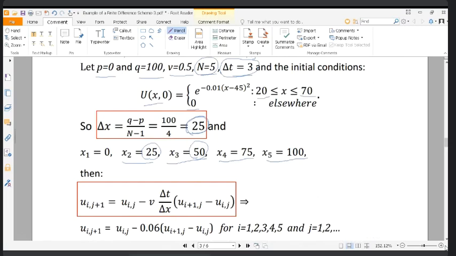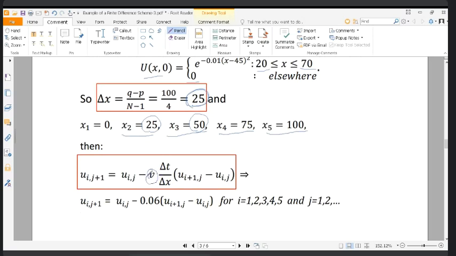Okay? Then we replace v by 0.5 in part B. We have v is 0.5, delta t equal 3, and delta x equal 25. When we replace these values for v, delta t and delta x, we have u_i,j+1 equal to u_i,j minus 0.06 times (u_i+1,j minus u_i,j). 0.06 is the value of v delta t over delta x. Is it clear for you?